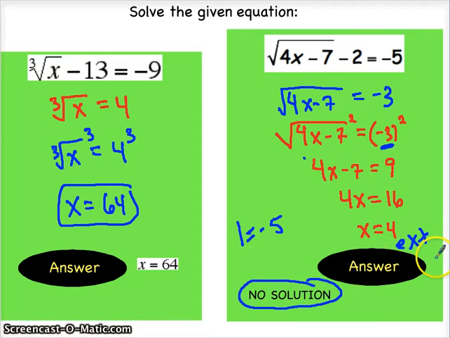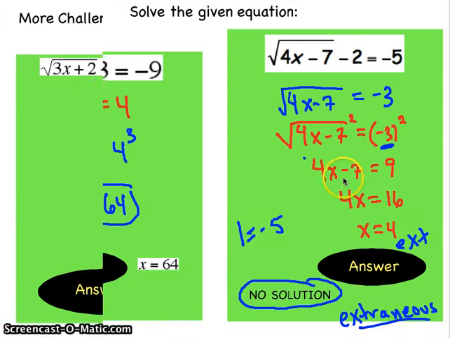Thus, a great time to remember, check your answers. You can create answers that would have worked halfway through the problem that don't actually work at the very beginning. Don't forget to check your answers. Again, they create what are called extraneous, extra answers, and we don't like those. Not an answer that works in the original problem.